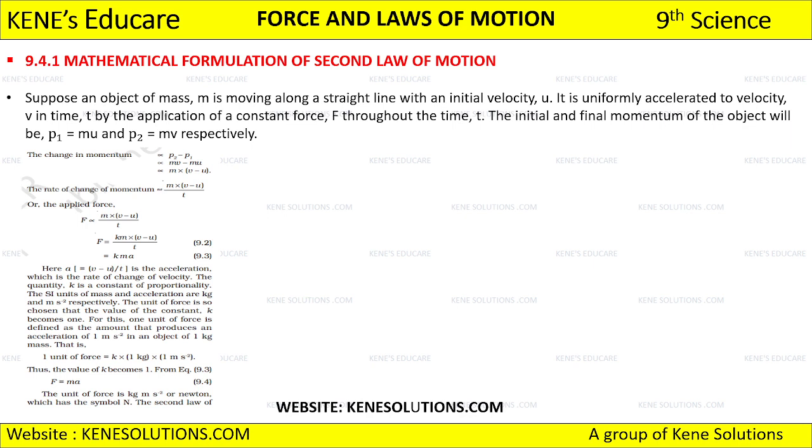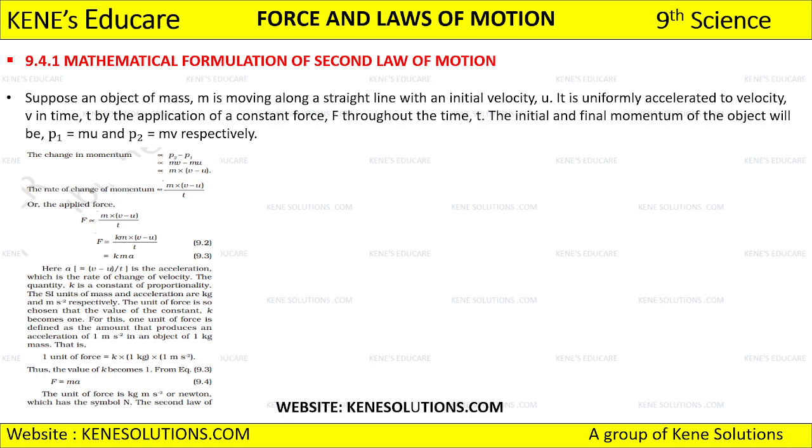So after that, we know that change in momentum is directly proportional to p2 minus p1. We know p is equal to mv, mass into velocity. So p2 becomes mv and p1 becomes mu, where v is the final velocity and u is the initial velocity. So m will become common over here and we will have mass into v minus u, where v is the final velocity minus initial velocity.